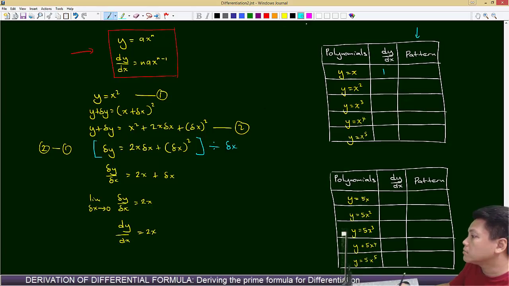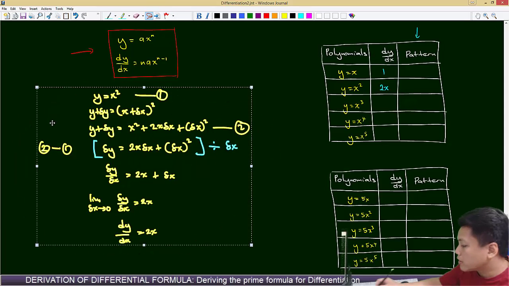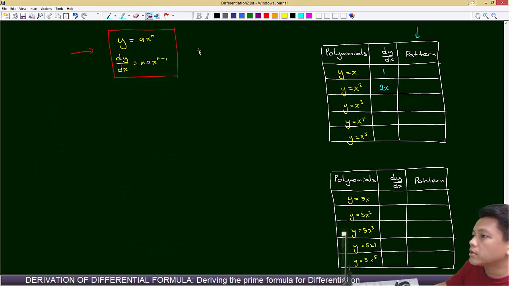Let's update the table. Next one. You've got a hang of it. Can you see the pattern already? Maybe or maybe not. Y equal to x cubed. Our first equation, y plus delta y equal to (x plus delta x) cubed.